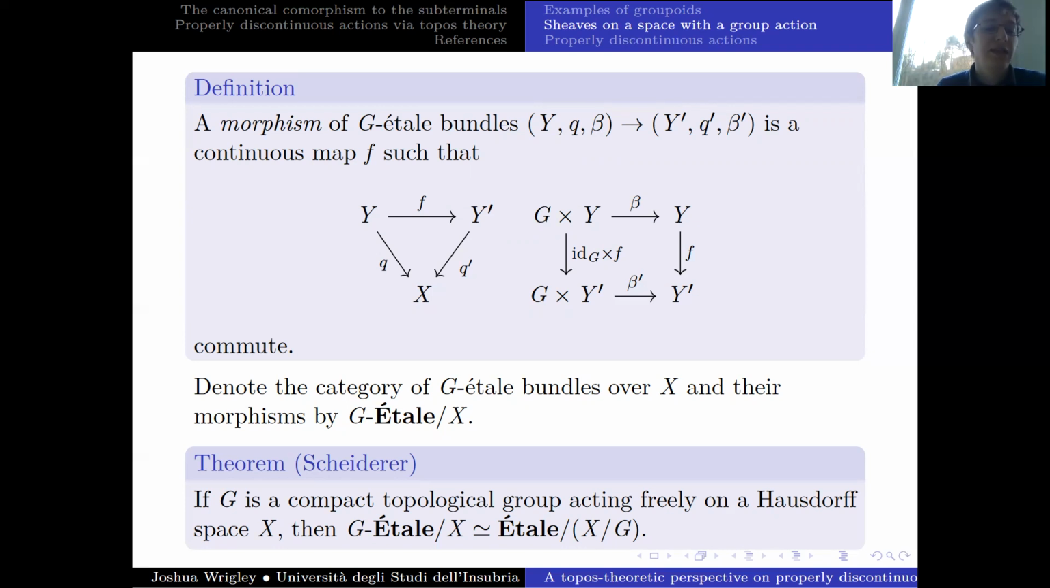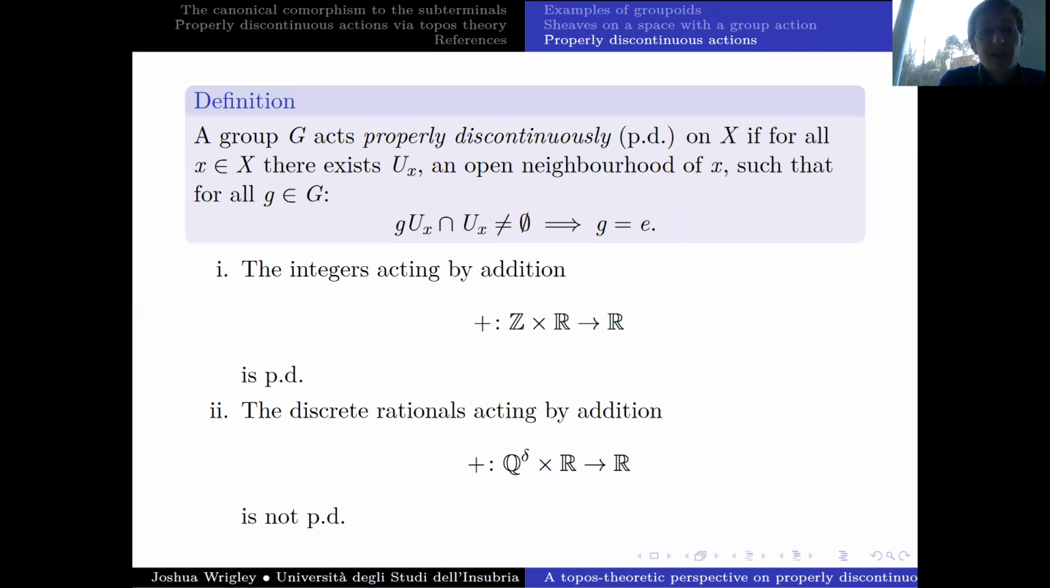So in most of the examples we're coming across in the wild, we're not getting anything new. And so it would be nice to quantify when that happens. And it turns out that the property of being a properly discontinuous action is very important.